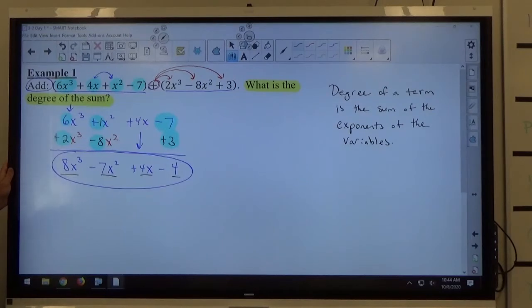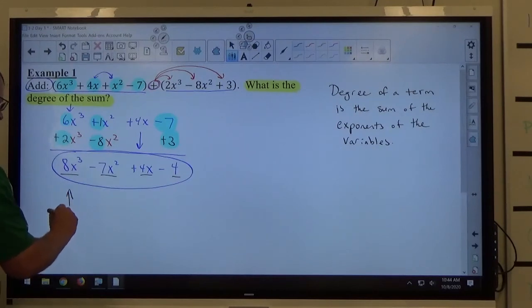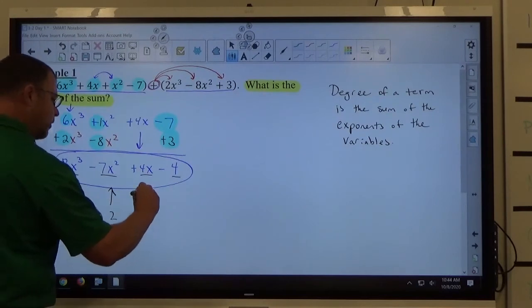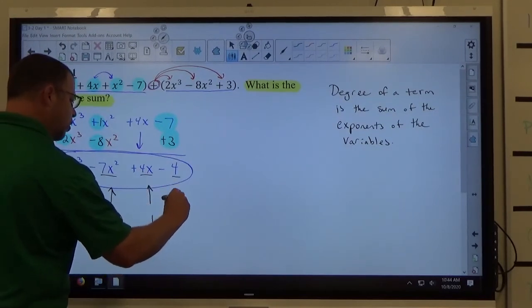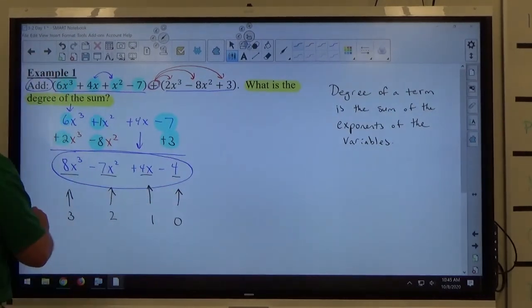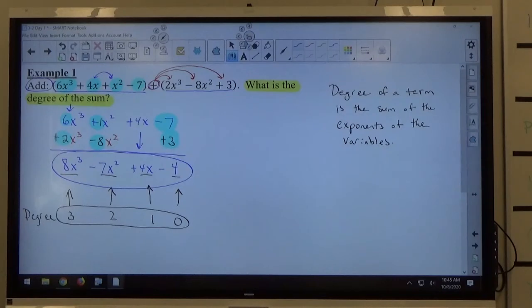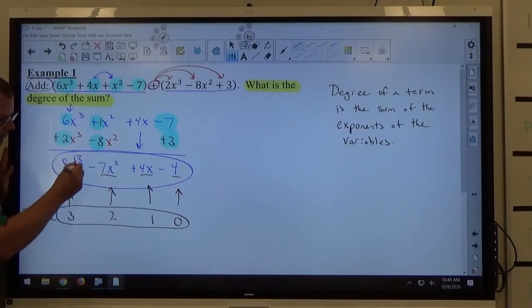It's the sum of the exponents of its variables. If it's only got a single variable, it's the exponent of the variable. So the degree of this term is 3. The degree of this term is 2. The degree of this term is 1. The degree of this term is 0. And since the sign at the beginning is a subtraction sign, would we subtract them, or does it matter? Do we add all the degrees? No, no, the exponent. Again, whatever the power is, that's the degree.